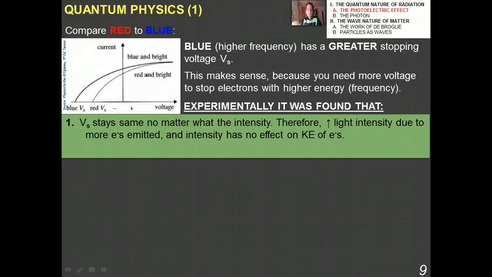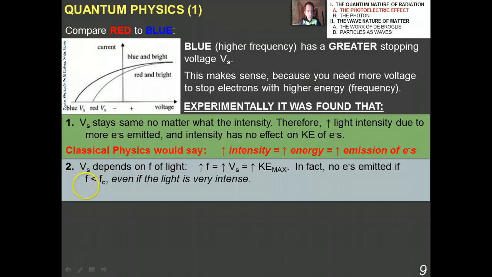But let me show you some things that maybe don't really make sense. Experimentally it was found, number one, that the stopping voltage stays the same no matter what the intensity. That is kind of weird. Therefore, if there's an increase in light intensity due to more electrons emitted, the intensity has no effect on the kinetic energy of the electrons. Now classical physics at the time would have said that the greater the intensity, the greater the emission, the greater the energy, and the more electrons would be emitted. But that doesn't happen, so that was really, really weird.